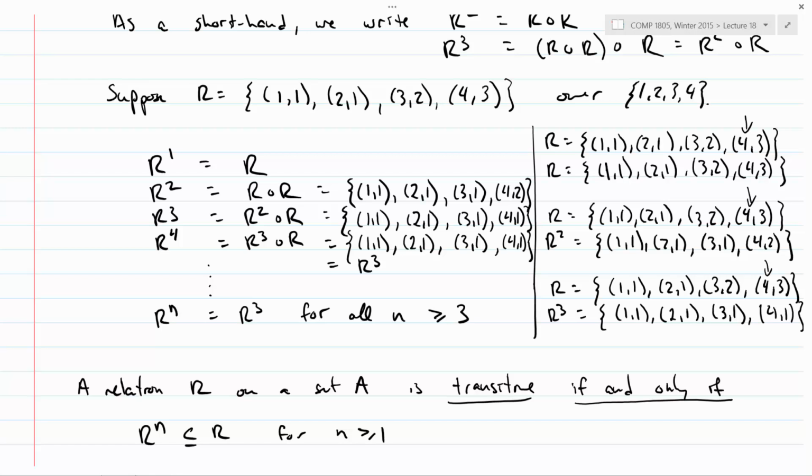So then I just check, is R a subset of R? Yes, obviously. Is R squared a subset of R? Well, that's a good question. 1, 1 is there. 2, 1 is there. 3, 1 is not there. So this thing isn't transitive, and we're done. Right? That's one way to check it.